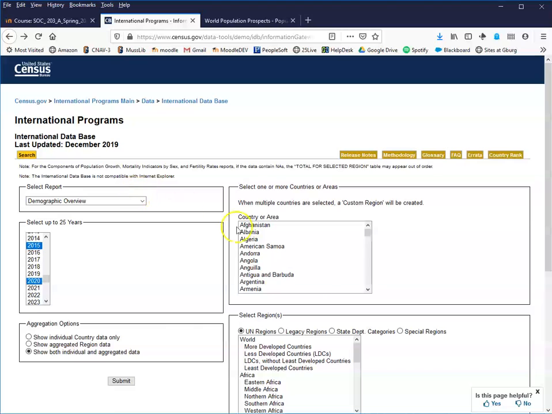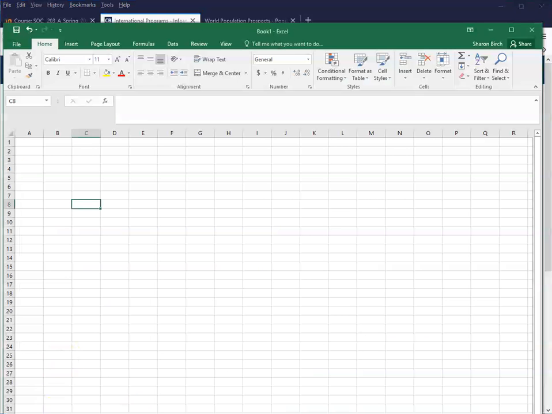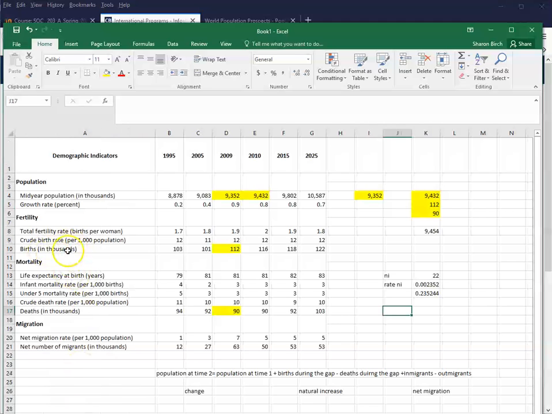I don't know if that was enough or not, but I don't want to spend too much time on this. There we go. Demographic overview. But what we want is some various fertilities. So the demographic overview will give us births for each of those points in time. Actually, I don't even need to redo that one because that one's still sitting right here.